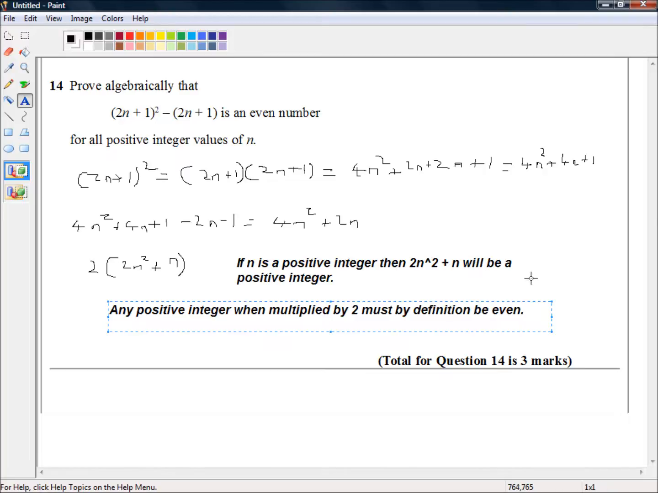That's because the definition of an even number is a number that if you divide it by 2 you will get a positive integer, and if this is a positive integer then if we divide it by 2, the 2's cancel out and we're left with this, which is a positive integer. So this must be an even number.